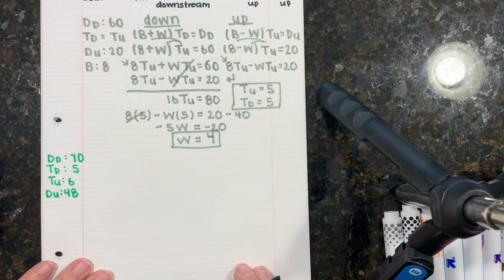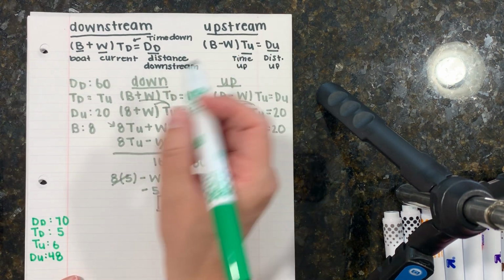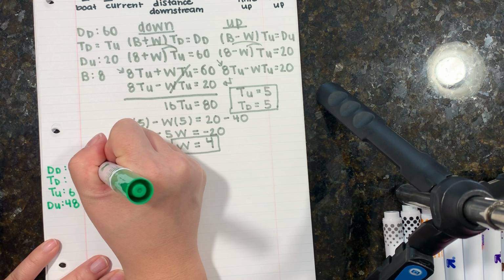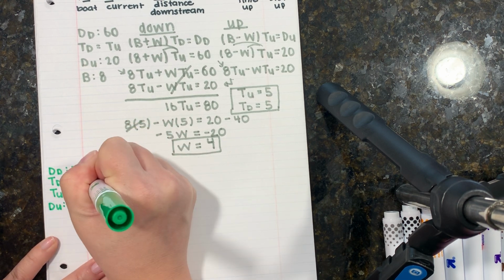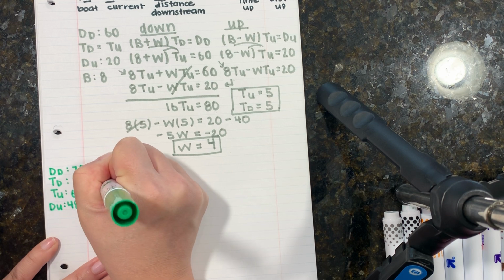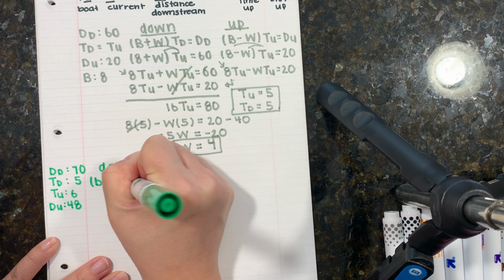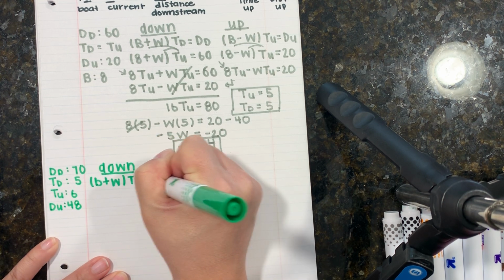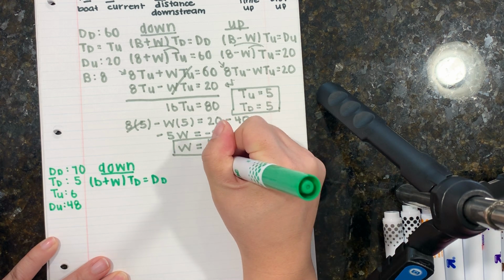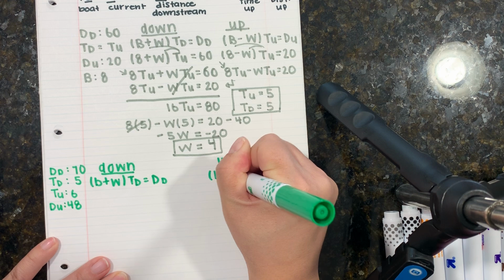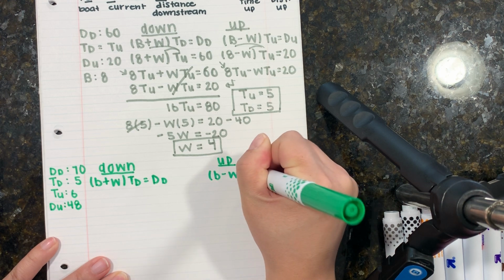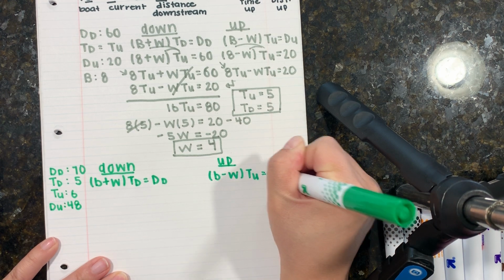So now I have my two equations that I have from the top of the paper. I have my downstream equation, which is going to be B plus W times TD equals DD. And then I have my upstream equation, that's going to be B minus W times TU equals DU.